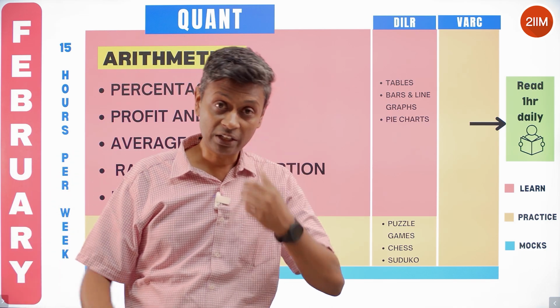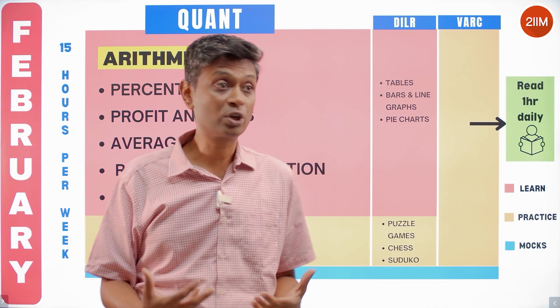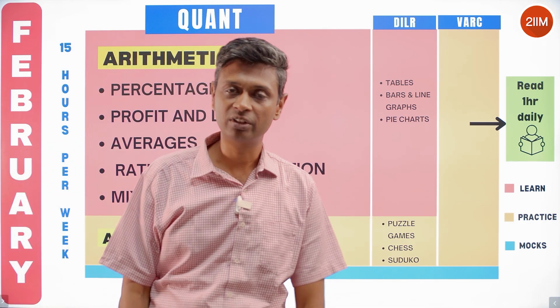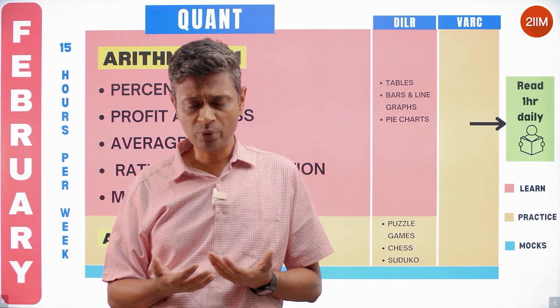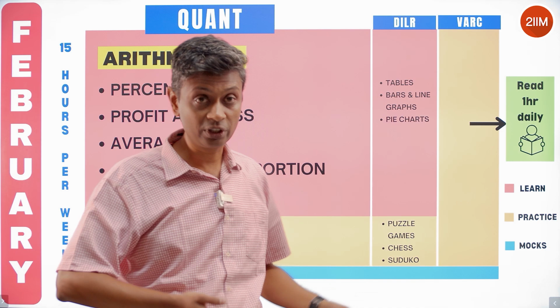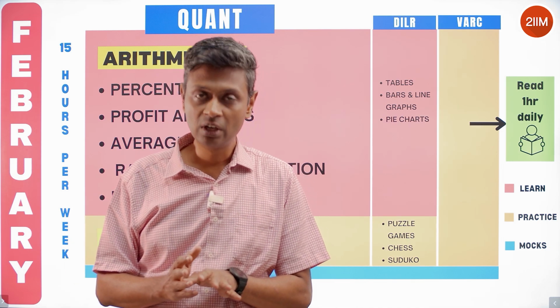Right? When you're starting early, there's a bigger bias towards quant and less so for LRDI and VRC. Why? Because only when you do a bunch of quant topics are you ready to go and attack a ton of logical reasoning and DI ideas.